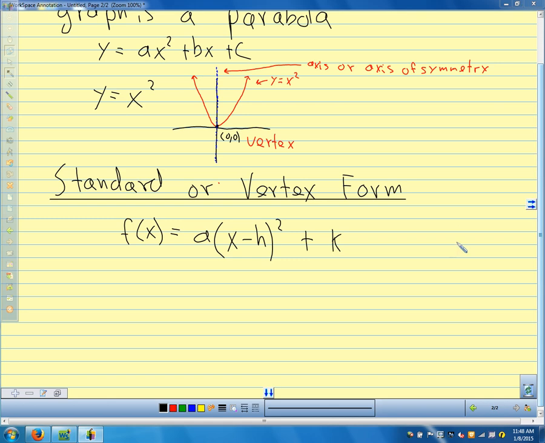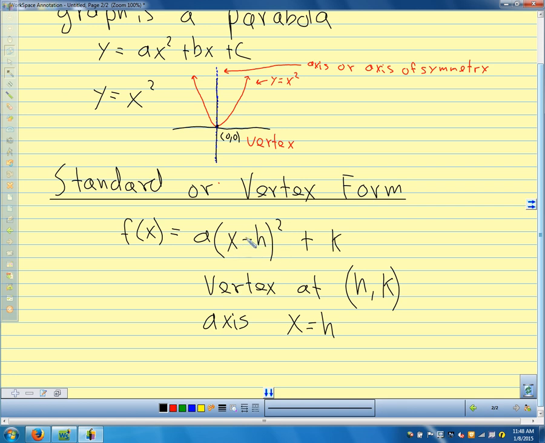And when we write our vertex in this form, the vertex is at the point h, k. And the axis of symmetry, or the axis, the axis is a line. The axis is x equals h. So we always end up with an equation of a line. Yes. So if the standard form is written as something times x plus 3, does that mean that h is negative 3? Yes. Okay.